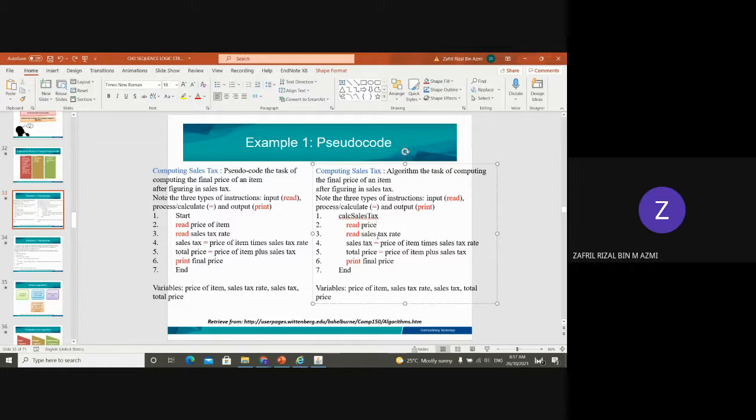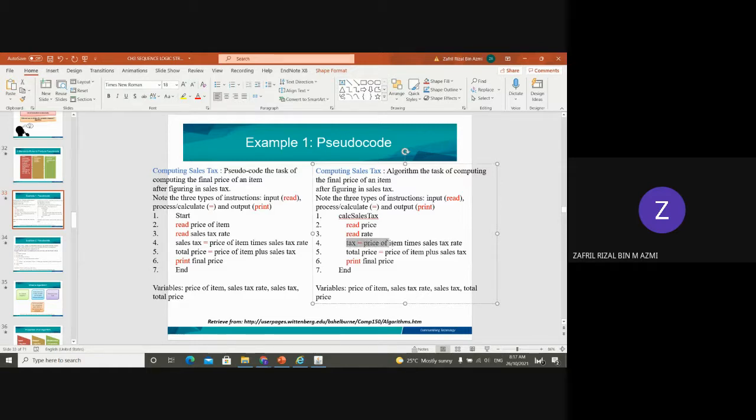And then read sales tax. Okay, for example, this one read tax rate. Tax rate. Okay, so rate, and then this is the tax. For example, this is the tax. I am lazy to write long, so I use a short form, but it is still understandable.